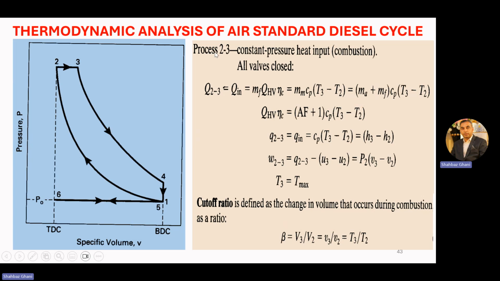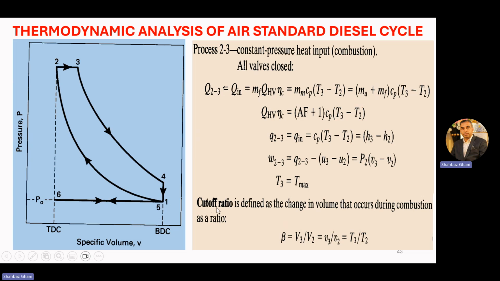Now, process 2 to 3, constant pressure heat input, combustion. Here, 2 to 3, constant pressure, heat input, valve condition: all valves closed. So Q in is the mass of fuel times the heating value of the fuel times the combustion efficiency. So we get these equations. So T3 is T max.